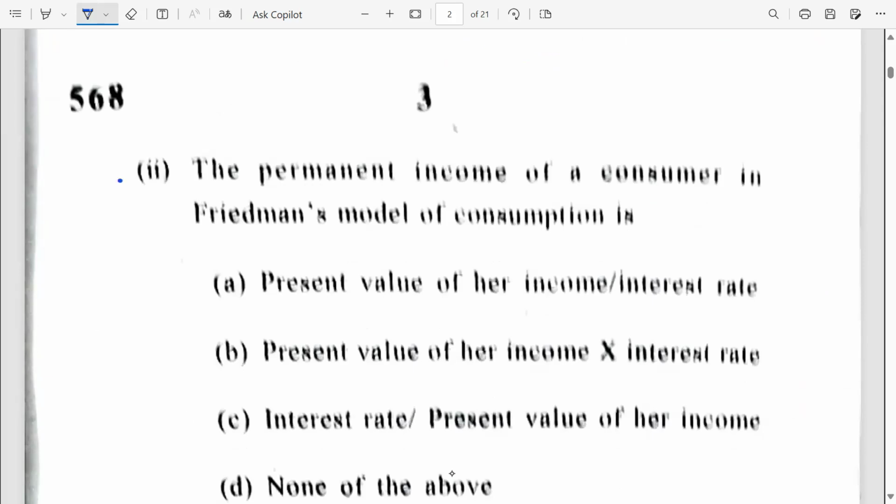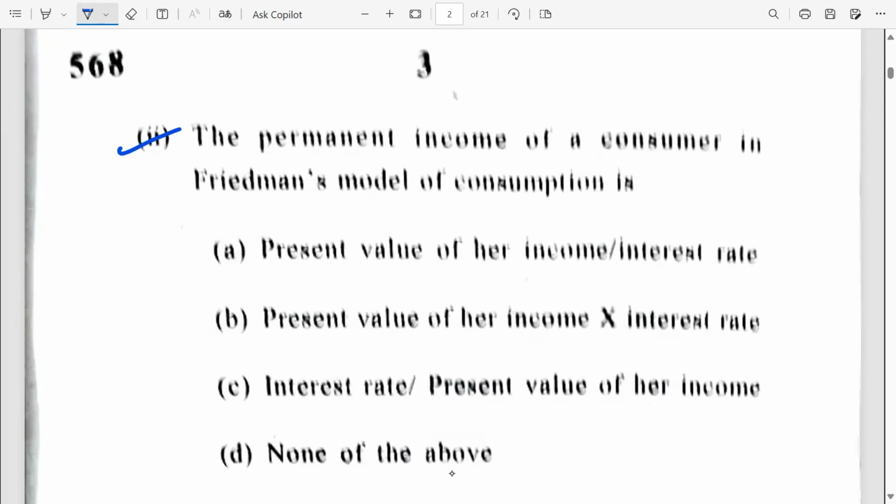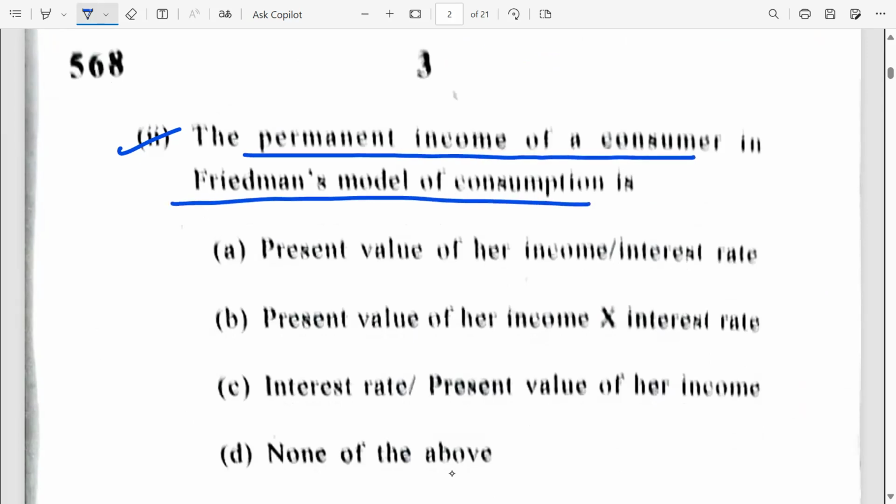Okay. Let's look at the second MCQ. It's a bit blurry because of the original paper I got being a bit blurry, but I'm going to read it for all students. The permanent income of a consumer in Friedman's model of consumption is the present value of our income divided by interest rates, present value of our income multiplied by interest rates, divided by present value of our income, none of the above.